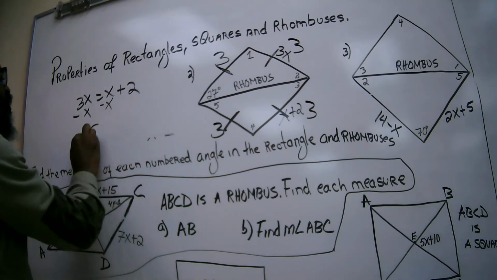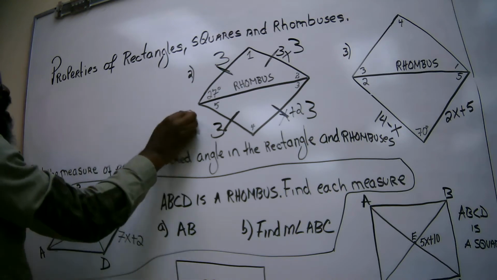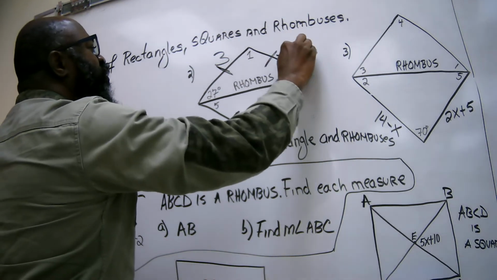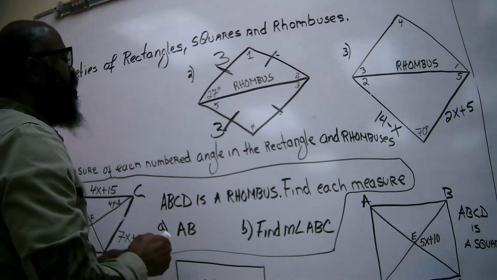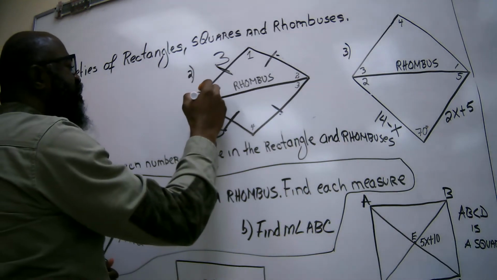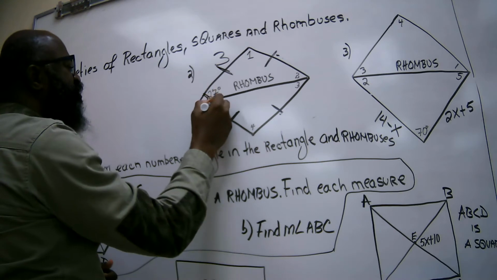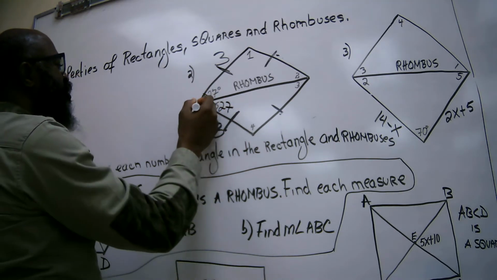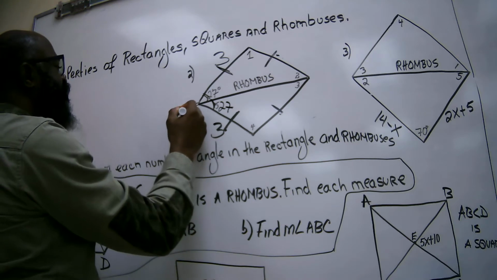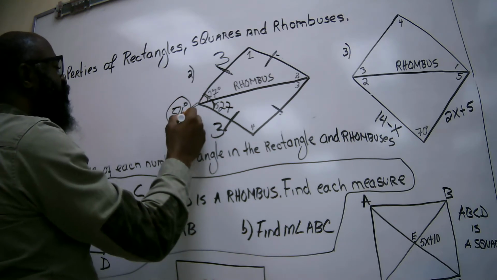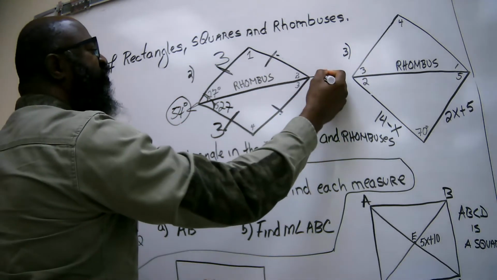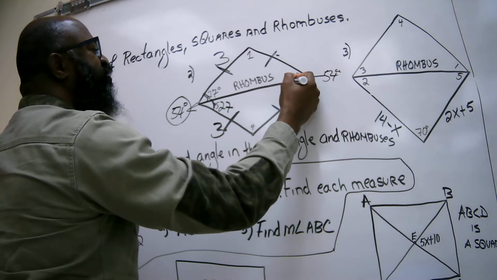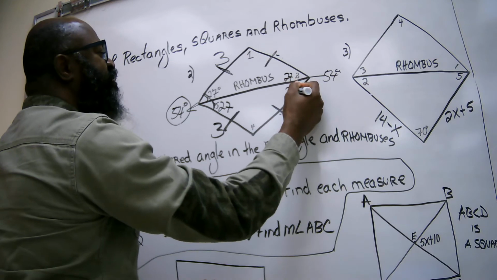In order to deal with the angles, the diagonals of a rhombus bisect each pair of opposite angles. What does that mean? This angle is 27, therefore angle 5 is 27. This angle will then be 54. Since it's a parallelogram, this angle will be 54 also. Since it's being bisected, this has to be 27 also. All of these angles are 27.